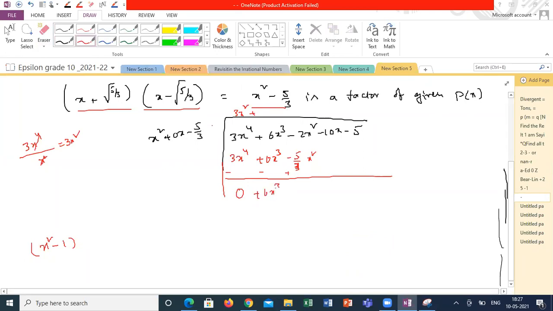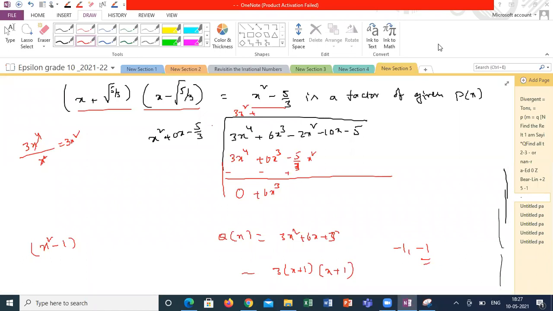The quotient is 3x square plus 6x plus 3. If it is like this, it is 3 into x plus 1 into x plus 1. Yes, sir. So the remaining roots are minus 1 comma minus 1. The remaining zeros are minus 1. Yes, minus 1 comma minus 1. Arman, correct.